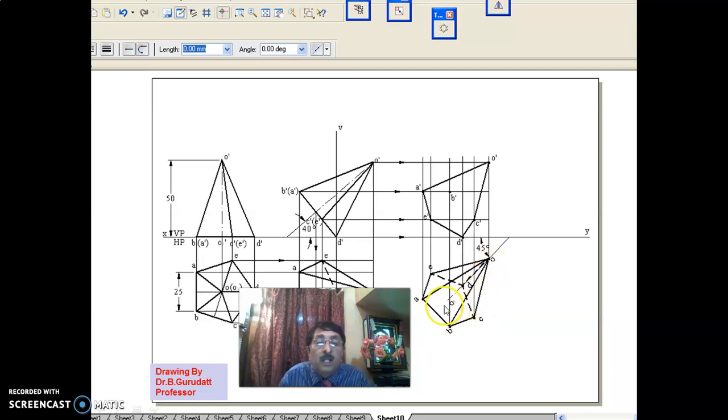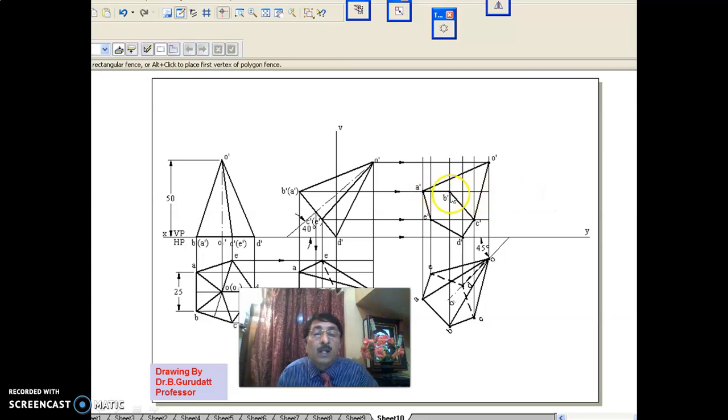If you observe here, base is nearer than the apex. For an observer who is looking from front direction, base can be seen. Hence, I'll darken the base. Now you count the number of edges, 5 plus 2, 7 edges over. And 3 more edges are there. One is OB, one is OA, one is OD.